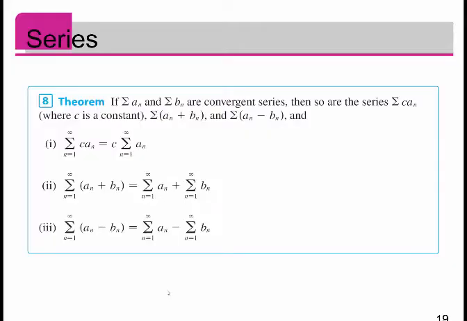We'll end here with some basic theorems of summations. If the summation of a sub n and the summation of b sub n are convergent series, then so is the series, the summation of c times a sub n, and the summation of a_n plus b_n and the summation of a_n minus b_n. And then you also have the following. Just like with any basic algebra, you can factor out a constant, you can evaluate these two sums separately, and you can evaluate these two subtractions.